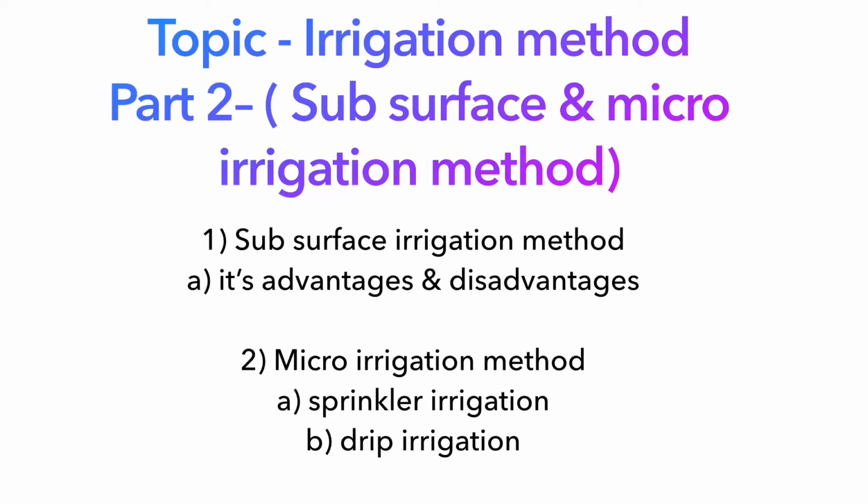Hello everyone, our today's topic is irrigation method, and it's the second part of irrigation method. In the first part we have covered surface irrigation. In this part we will talk about subsurface irrigation method and micro irrigation method, and we have further divided this topic in two parts. In the first one we are going to cover subsurface irrigation method with its advantages and disadvantages, and in the second part, micro irrigation method, we are going to cover sprinkler irrigation and drip irrigation. So let's move forward and cover them one by one.